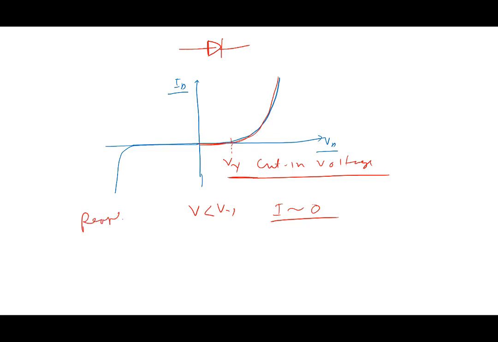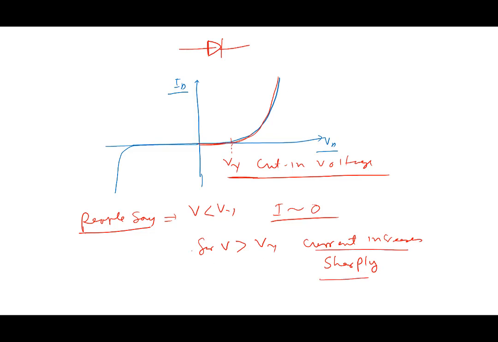Many books and people say that for V less than V gamma, current is 0. For V greater than V gamma, current increases sharply. Current is increasing sharply, right? This is what you're finding. Current increases sharply for V greater than V gamma. That's what it appears to be. For V less than V gamma, current is 0, negligible.